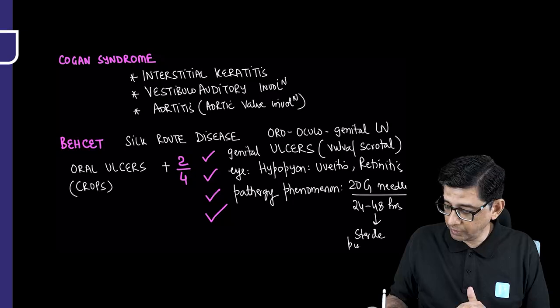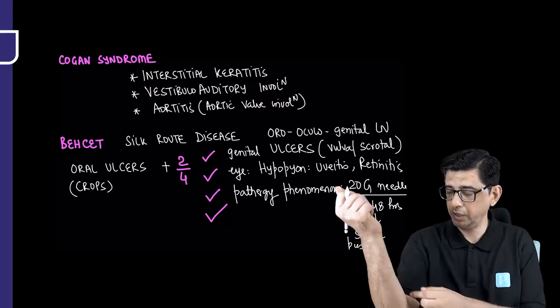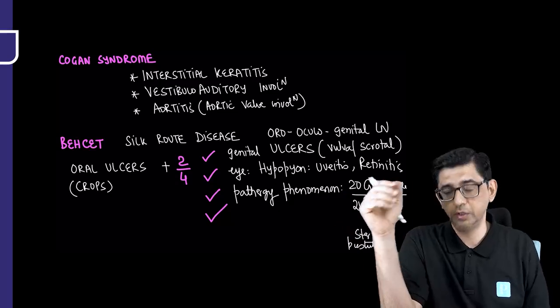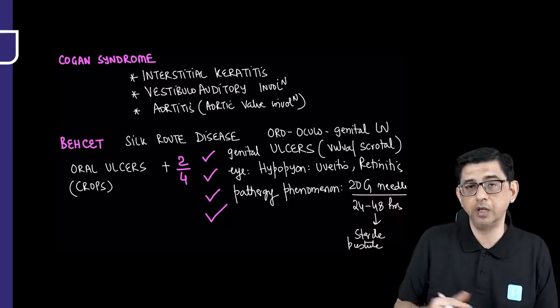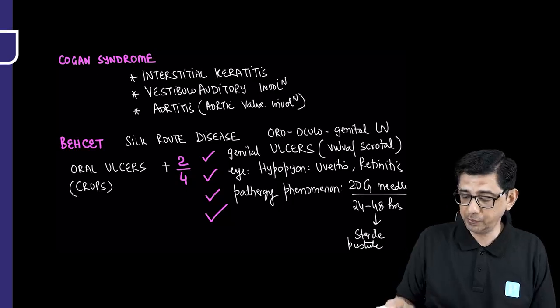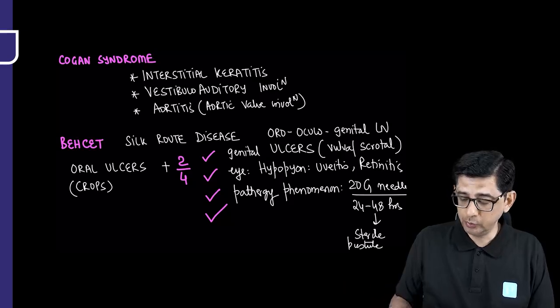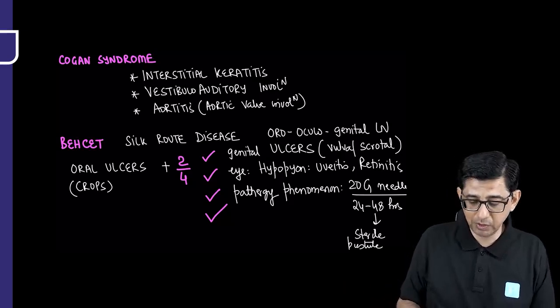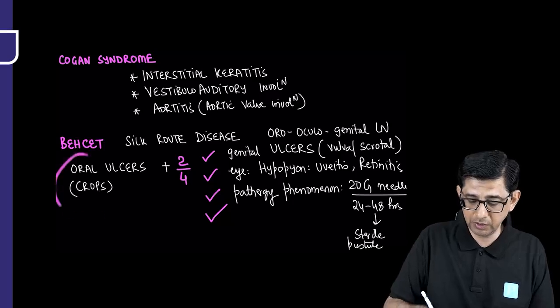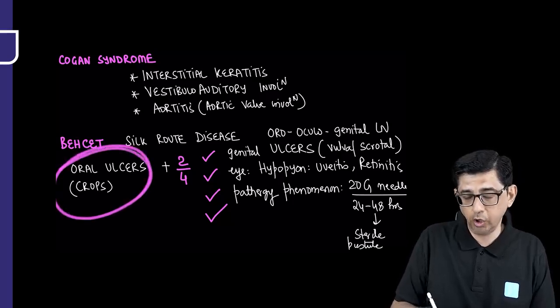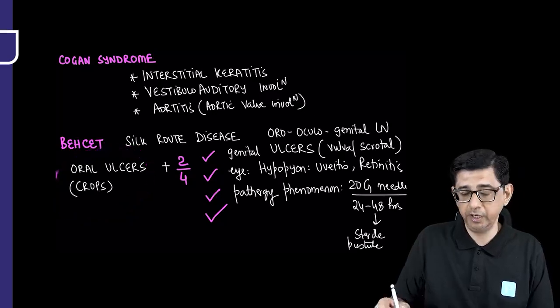That's the peculiarity, guys. You are just making a small prick in the forearm of a patient with a 20 gauge needle, and a sterile pustule is developing. So that is the pathergy phenomenon. It's also written as the pathergy test. It's not the most important criterion for diagnosis. The most important criterion for diagnosis of this condition would be oral ulcers, and along with the oral ulcers, at least two of the following findings would be present.